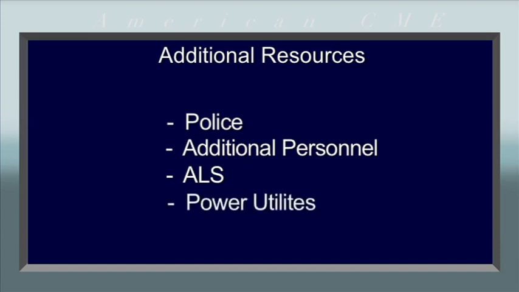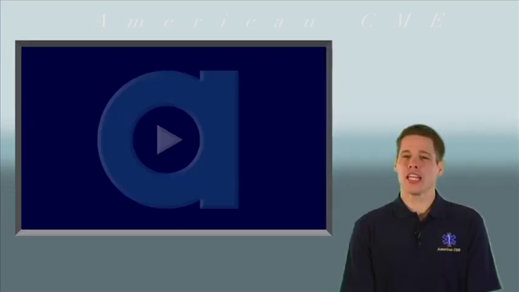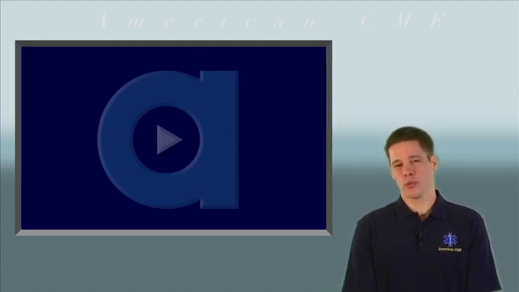Utilities agencies to cut power or mitigate other utilities, or special rescue teams that may be needed to extract patients in technical situations. Even needing help to move obese patients must be a consideration. Calling upon additional resources early is just one way we can be proactive. Do not be afraid to call for them, even if you think there is only a small chance you will need them. Remember, additional resources help keep the patient and emergency responders safe and the scene controlled.